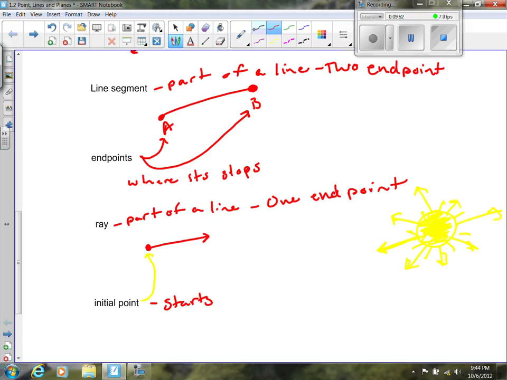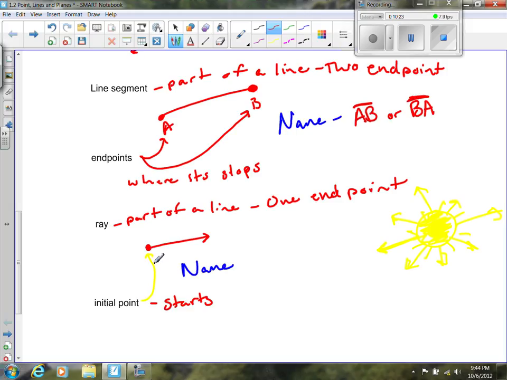Now we need to talk about how we name a ray. Okay, so like up here, if I wanted to name this line segment, I could name it line segment AB with a line over the top. Notice there's no arrows. It's just a segment. It does not keep going. And that would be the same thing as line segment BA with no arrows.